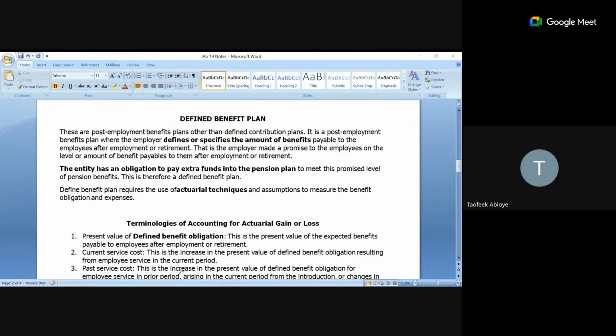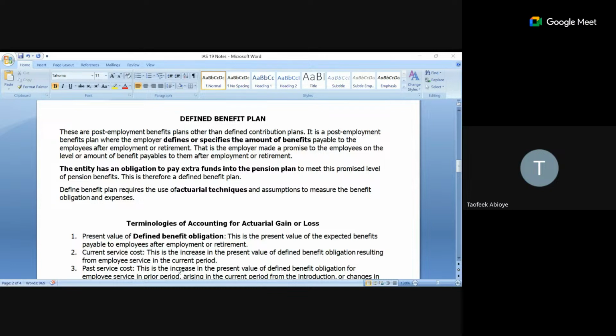Can you see that it is very straightforward? One, the entity does not have a legal obligation. All it needs to do is just contribute a fixed amount every month. But in a defined benefit plan, if that pension plan does not meet that, they must do what? They must pay extra fund into the plan. Hope that is noted. Defined benefit plan is very, very straightforward.